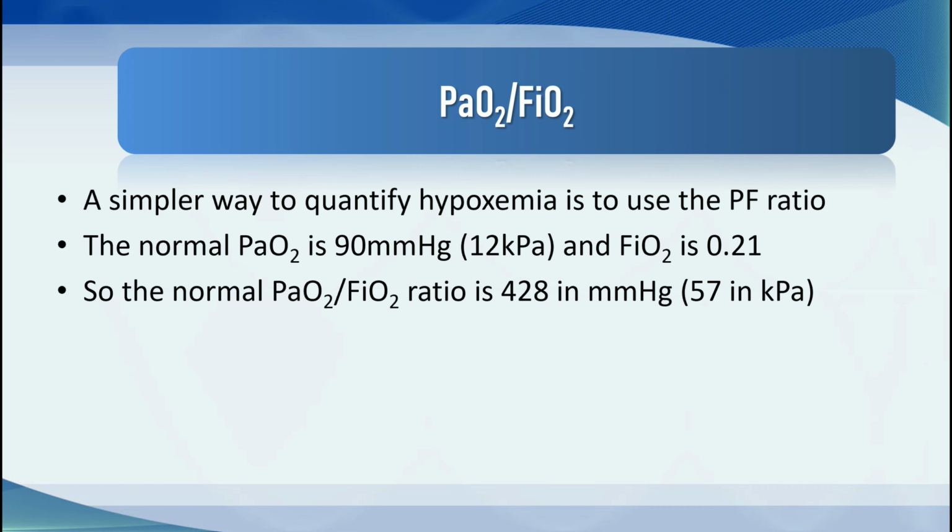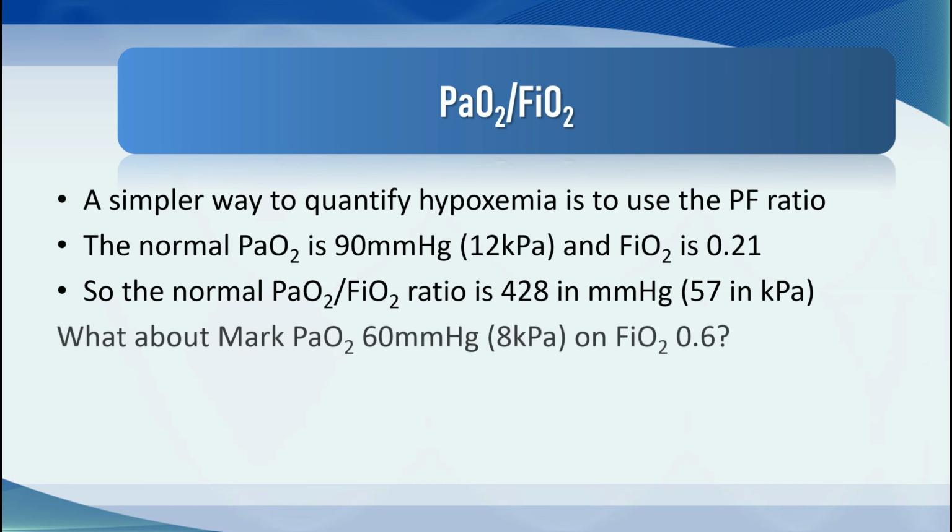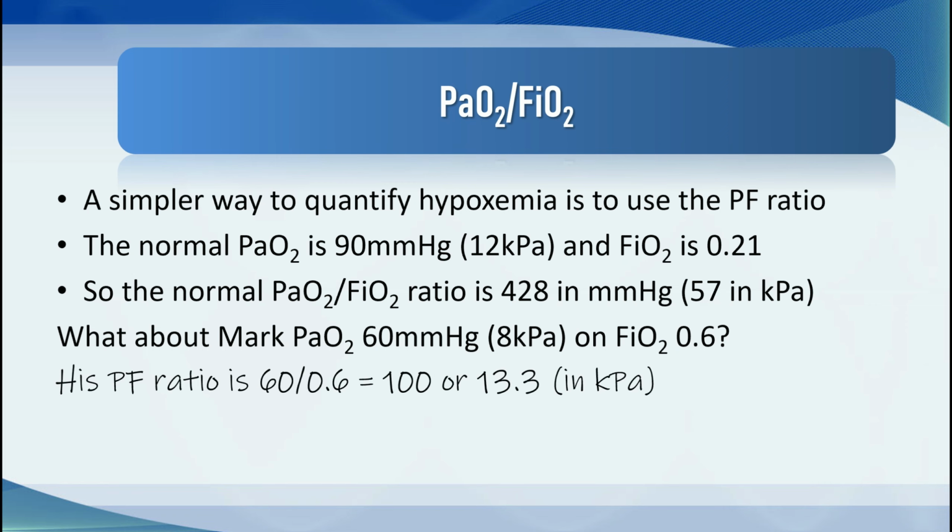If it goes below that, it's diminished. It's evidence of developing hypoxemia. So what about Mark? Well, his PaO2 is 60. That's 8 kilopascals, and he's on 0.6 as his FiO2. So his PF ratio is 60 divided by 0.6, and that works out at 100, substantially lower than the 428 that's normal. There is a kilopascal calculation here, and that's 13.3.